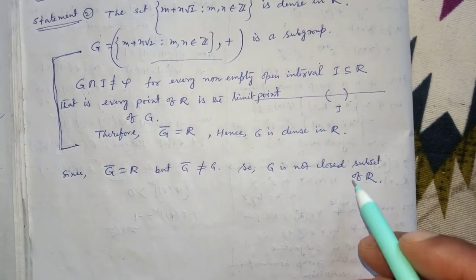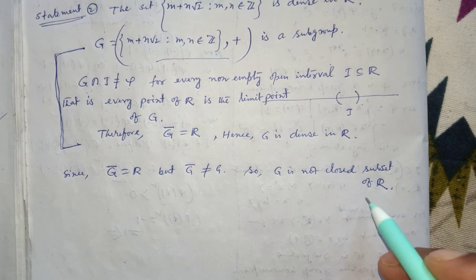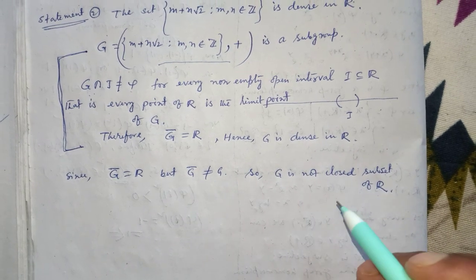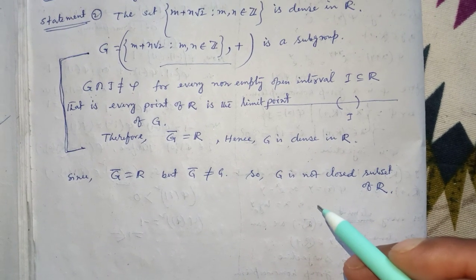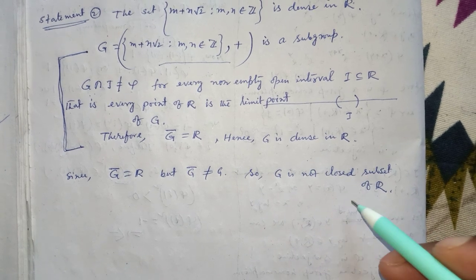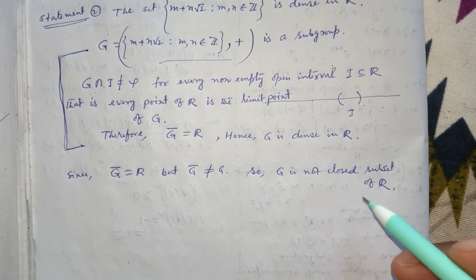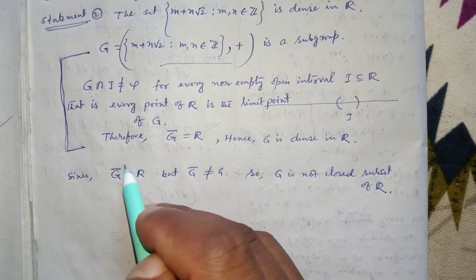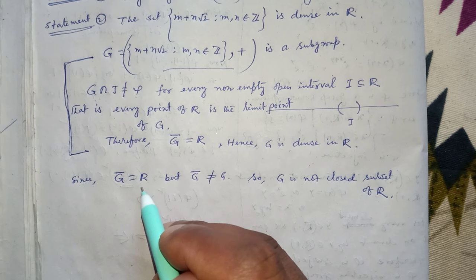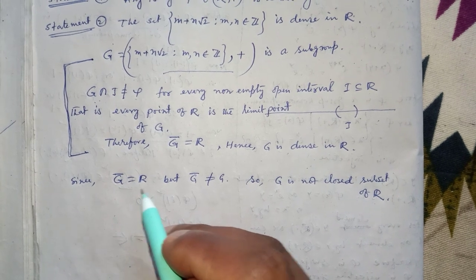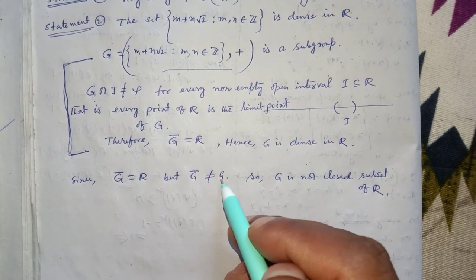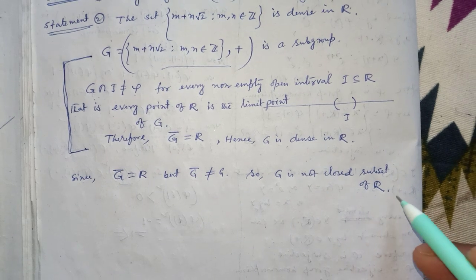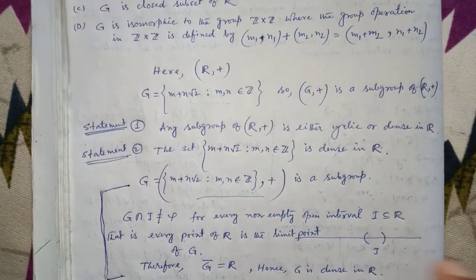Because we know that the definition of a closed subset of R is that the closure of the set is equal to the set itself, then this set is closed. But here the closure of the set G is equal to full R, but the closure of G is not equal to G, so G is not a closed subset of R. So option C is false.